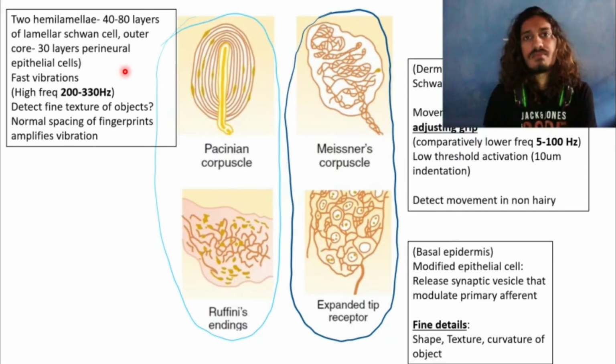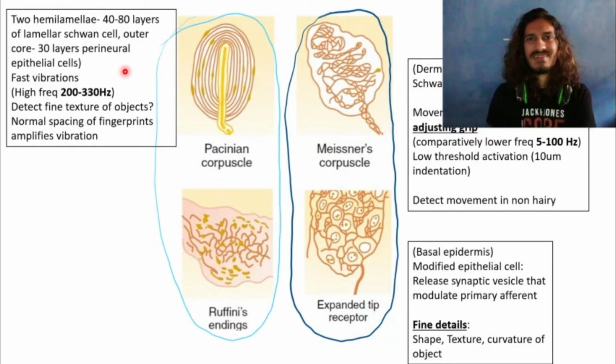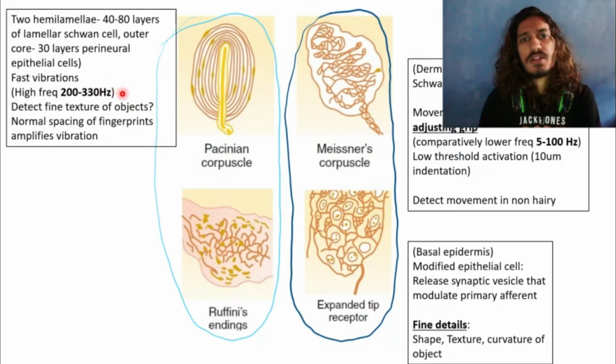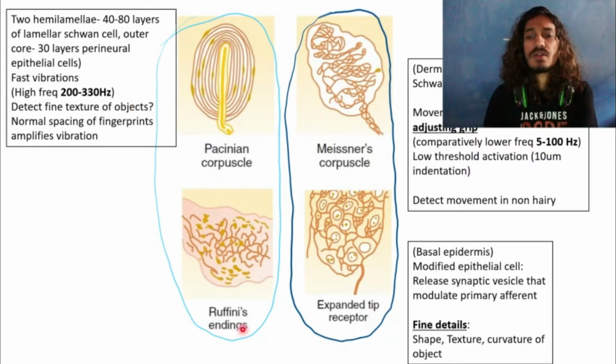But again, there's not enough conclusive evidence, and there are methodological problems in how to understand this. So anyway, apart from fast vibration, just know that it could possibly be involved in fine texture understanding along with your Merkel's disc. Okay, next is your Ruffini's ending.